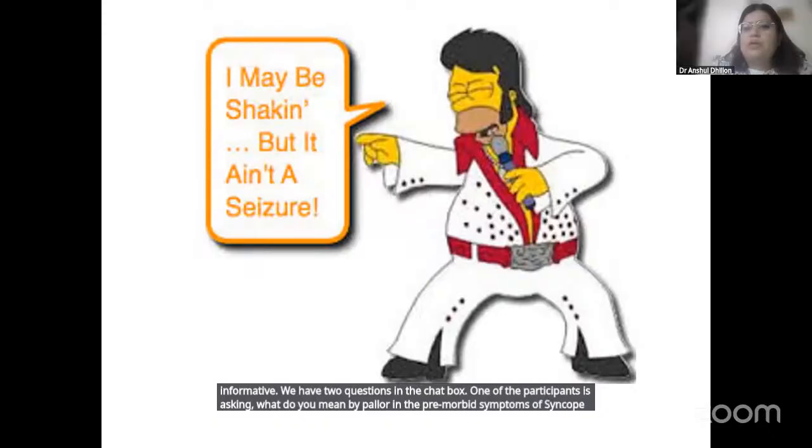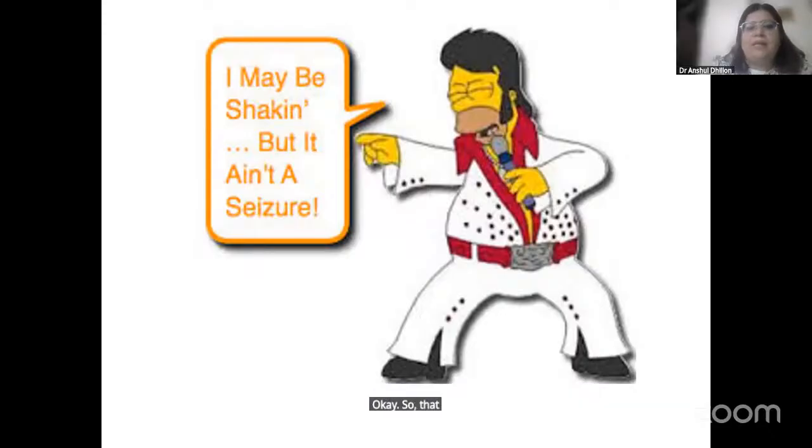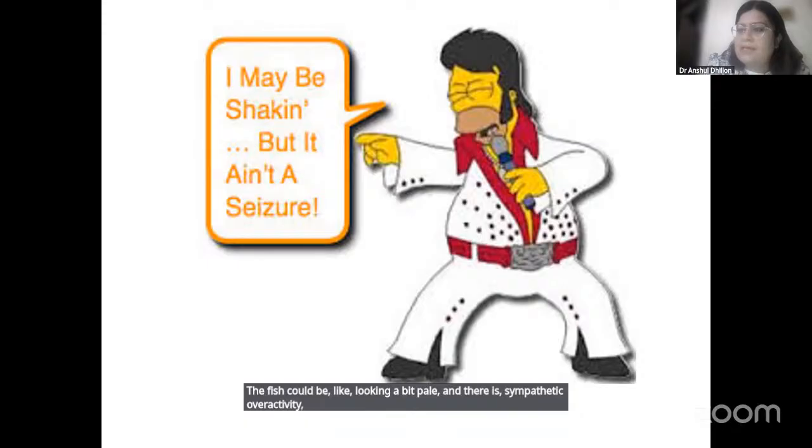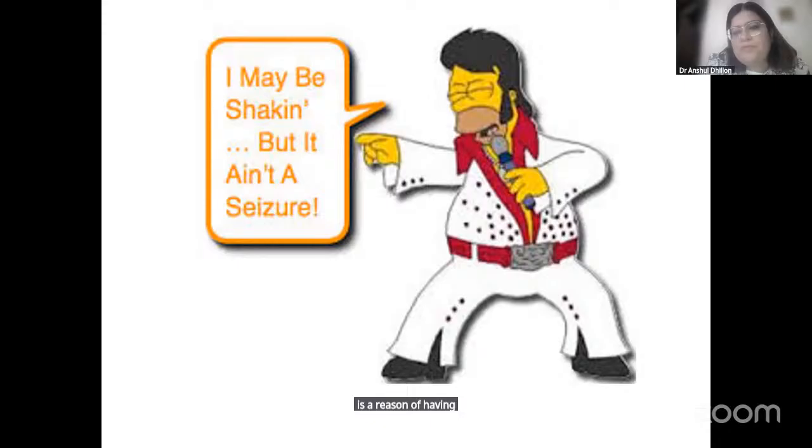Okay. So pallor in syncope means the face could look a bit pale, and there is sympathetic overactivity, and that is the reason for the paleness before the syncope happens.